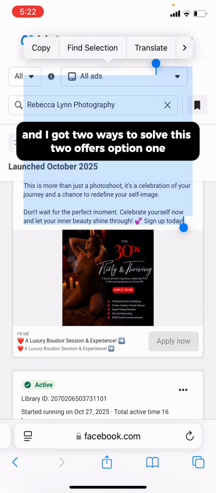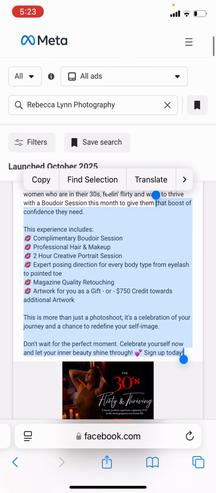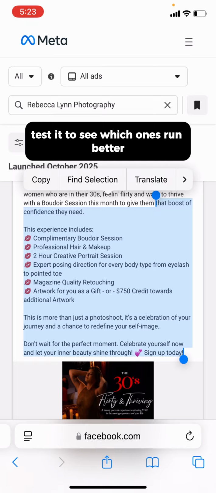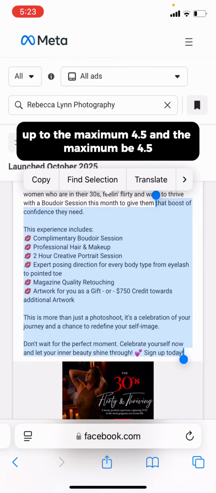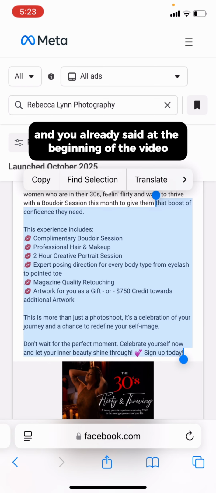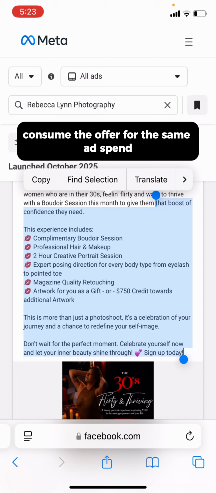And I got 2 ways to solve this. 2 offers. Option 1 is $50 per root cause problem I solve for this one ad. And yes, you can take these fixes and then put them on all your other ads, or duplicate the ad and put the fixes on it, test it to see which ones run better. And you can choose from one root cause problem up to the maximum 4.5, and the maximum would be 4.5 times $50, so $225 to fix this one ad. And as I said at the beginning of the video, I'm able to get 2 to 4x women to consume the ad copy, consume the offer for the same ad spend.